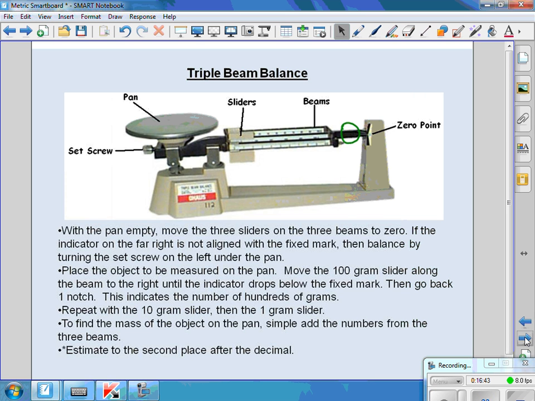So let's assume that the 100th slider went to 200. Let's say the tens went to 40. And let's say the ones went to 7.3. When I add these all together, I drop down my 0.3. 0 plus 0 plus 7 is 7. 0 plus 4 is 4. And we drop the 2 down. So this, with the unit of the g at the end, would be the proper measurement for whichever object we had on there.